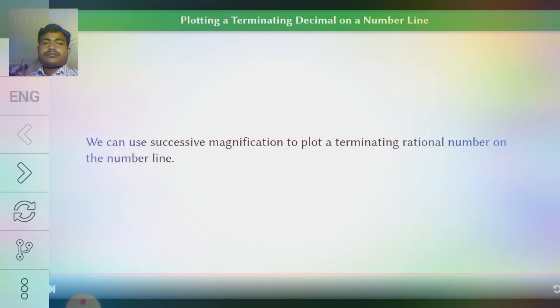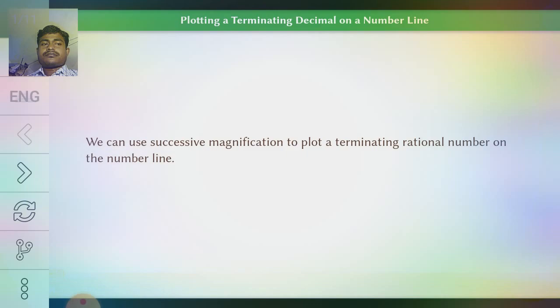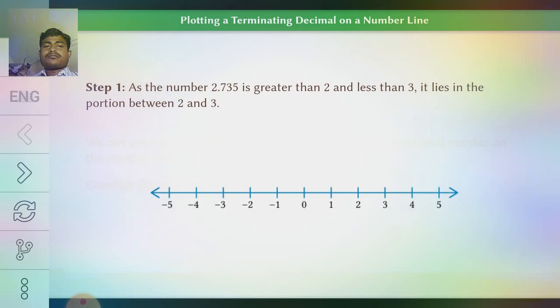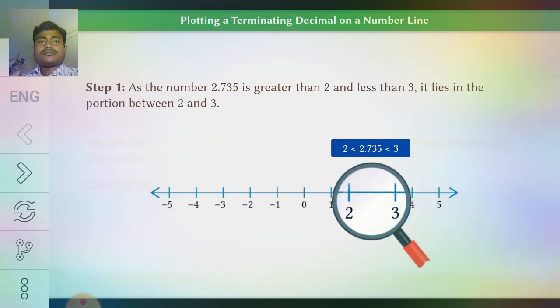We can use successive magnification to plot a terminating rational number on the number line. Let us consider the number 2.735 and try to plot it on the number line. Step 1. As the number 2.735 is greater than 2 and less than 3, it lies in the portion between 2 and 3 on the number line.